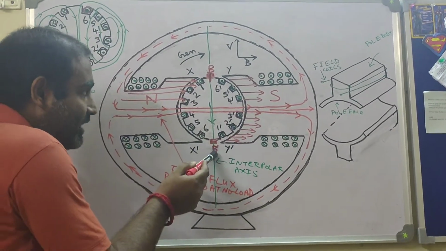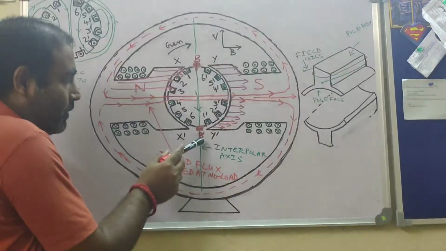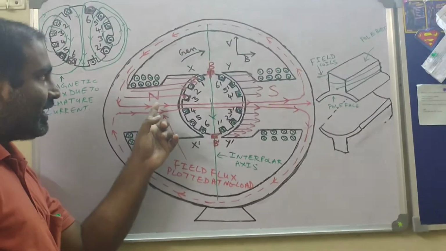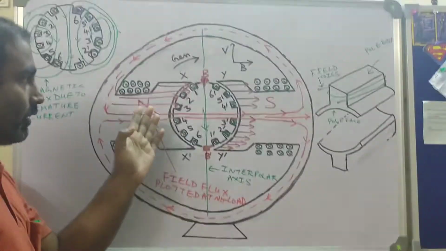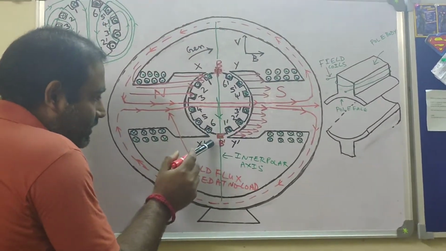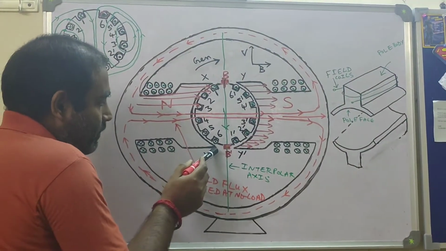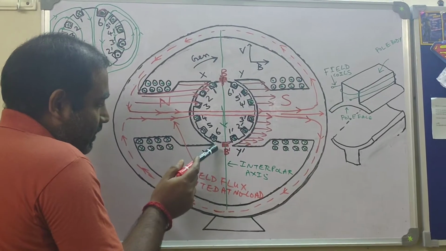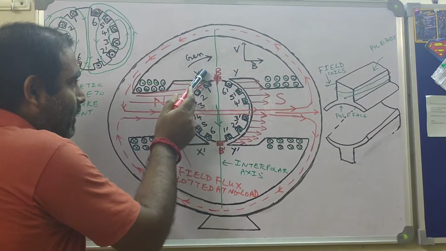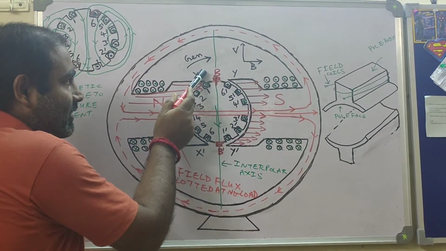Again you move from brush B dash to B, but maintaining the direction of rotation. What is the direction of rotation of the armature? The direction of rotation of the armature is clockwise. So you move in clockwise direction from B dash to B. Who is coming first? Pole tip X dash is coming first. So this is leading pole tip and pole tip X is coming later on. So this is trailing pole tip.